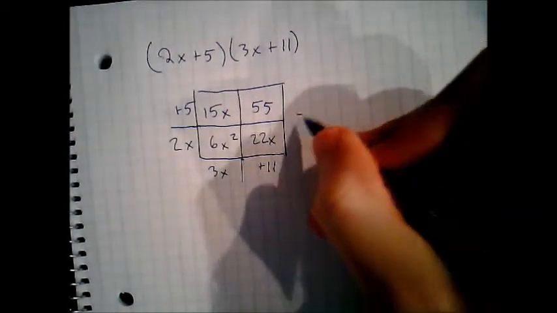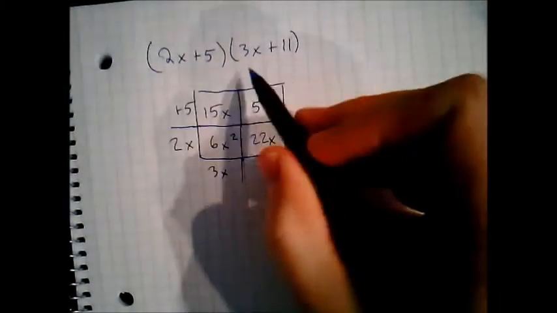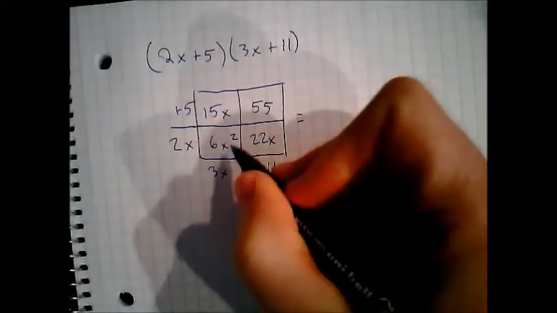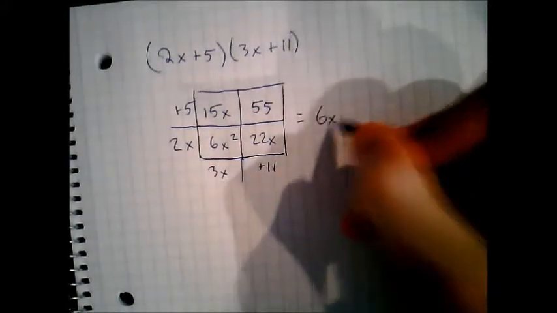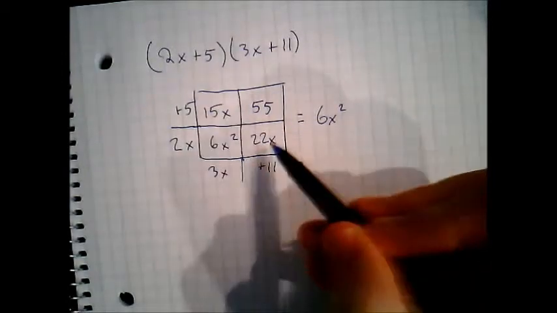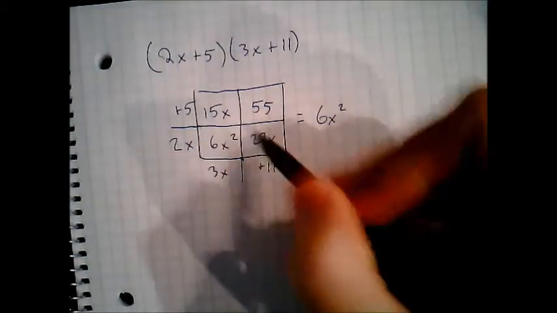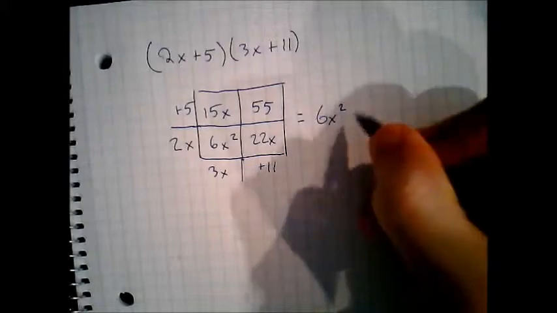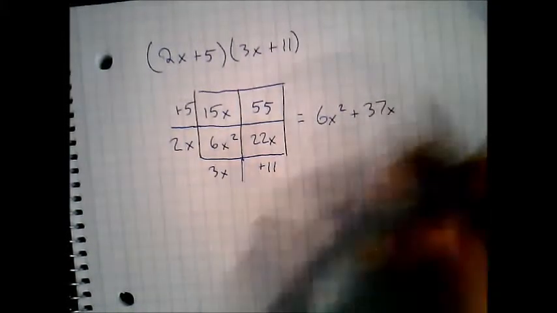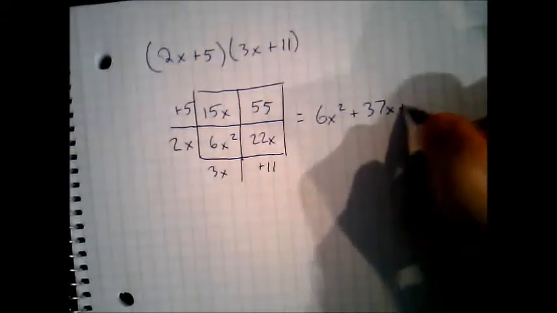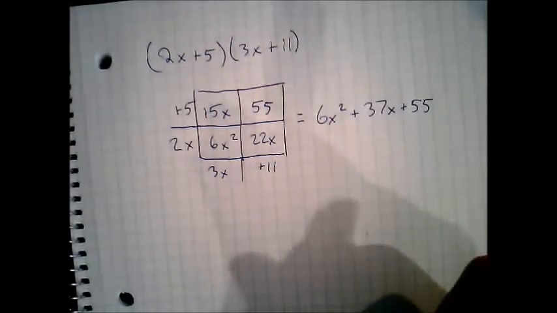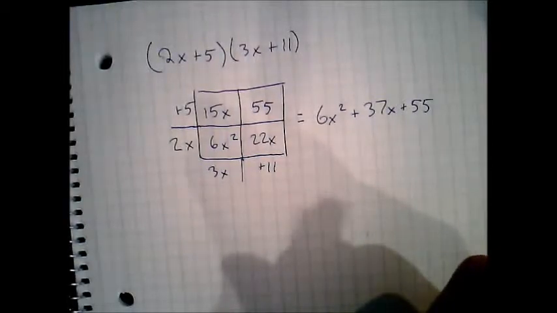So what we want to do is say, well, what is the answer? What is 2x plus 5 times 3x plus 11? So now we just want to collect all of our tiles. So we have 6x squared tiles. We have 15x tiles in the upper left. We have 22x tiles in the bottom right. So we have a total, 15x plus 22x is 37x, plus our 55 units. And this is our final answer, 6x squared plus 37x plus 55.